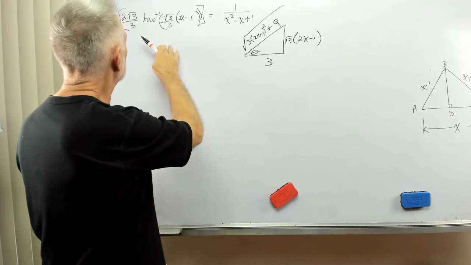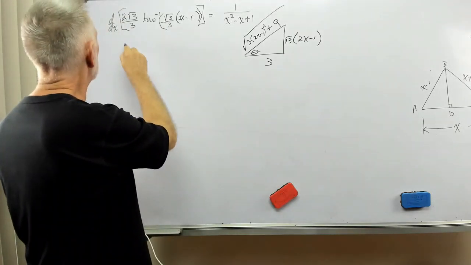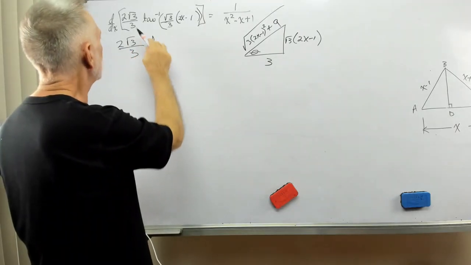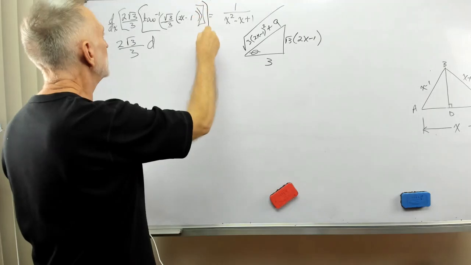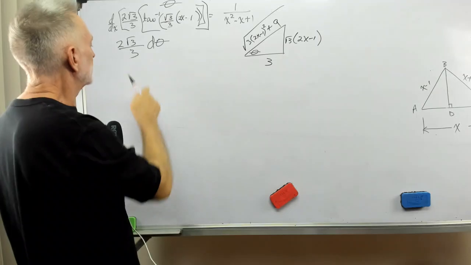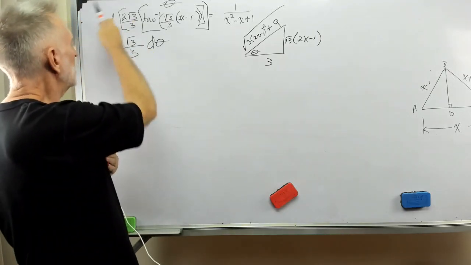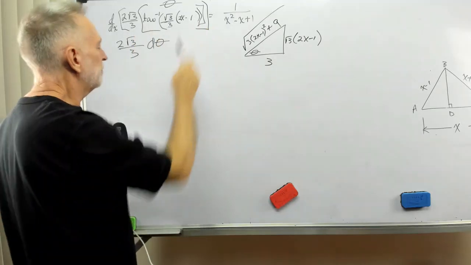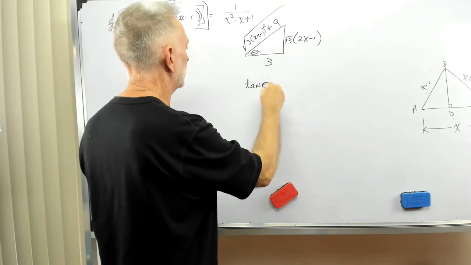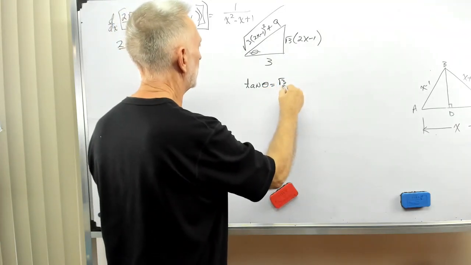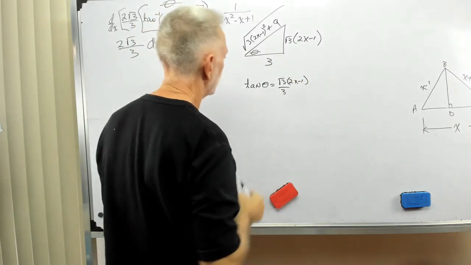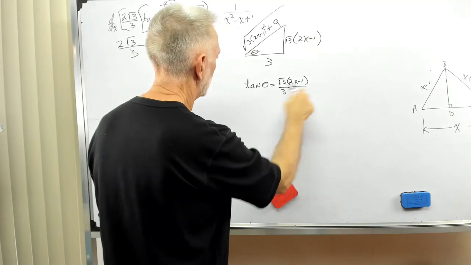All right, so like I said, this is going to be 2 square root 3 over 3 times the derivative of all of this, which is theta. So that's my constant multiple rule. I moved the constant out, and now I'm taking the derivative of theta. So let's take tangent theta equals square root 3 over 3 times 2x minus 1, the opposite over adjacent.